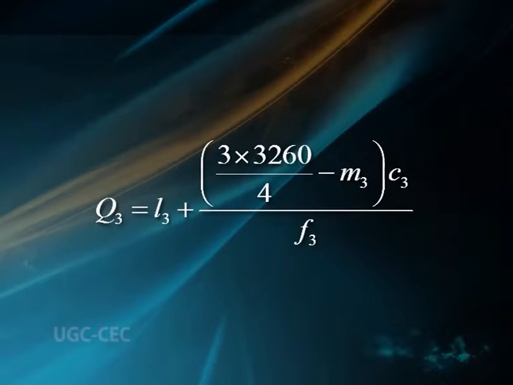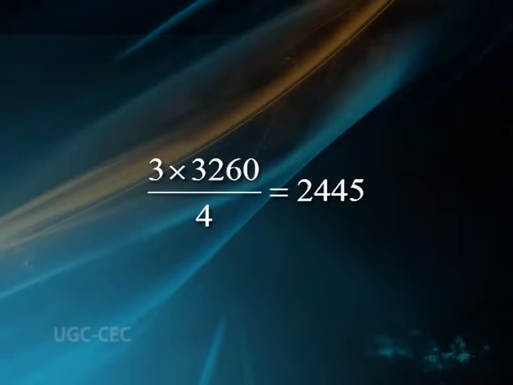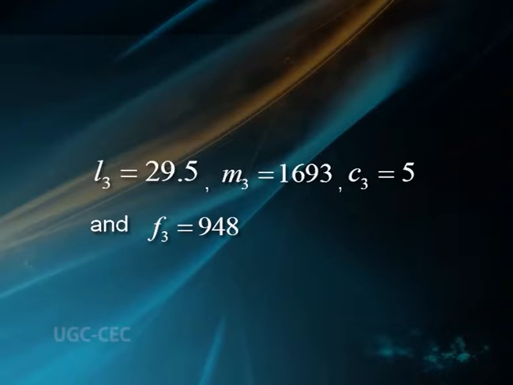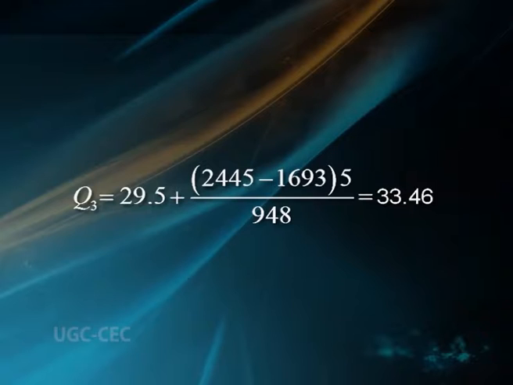34.326. Q3 equals L3 plus (3 into 3260 by 4 minus M3) into C3 by F3. Since 3 into 3260 by 4 is 2445, the class in which the 2445th observation lies is 29.5 to 34.5. Hence L3 equals 29.5, M3 equals 1693, C3 equals 5 and F3 equals 948. Then Q3 equals 29.5 plus (2445 minus 1693) into 5 by 948, that is 33.46.